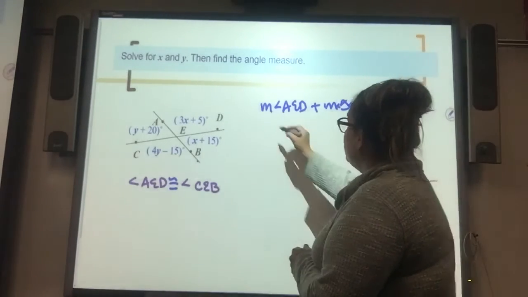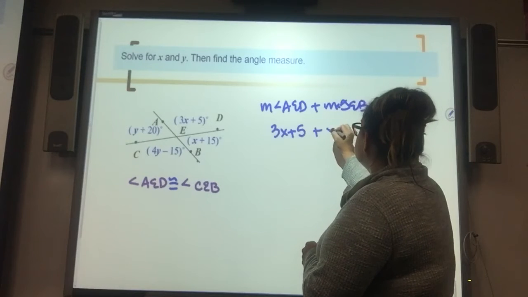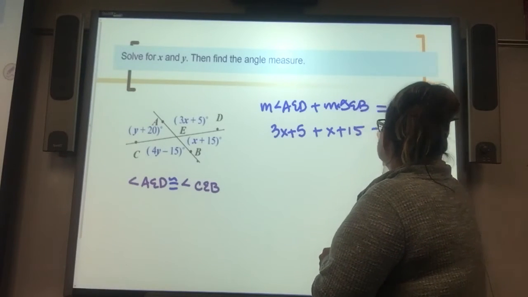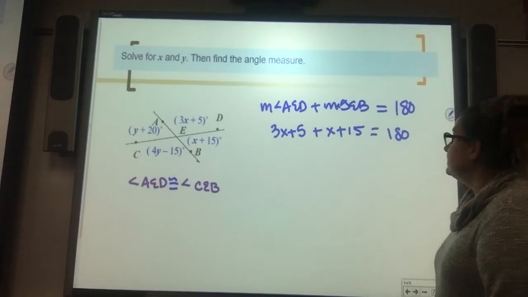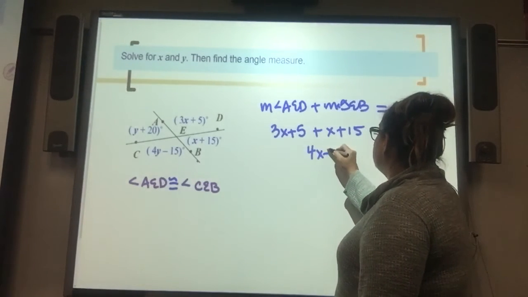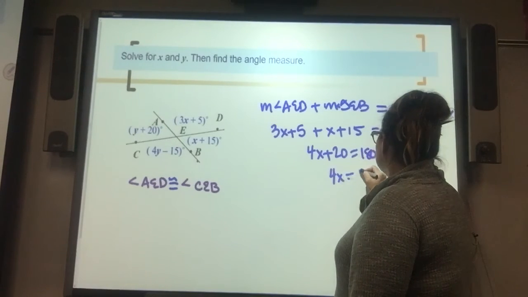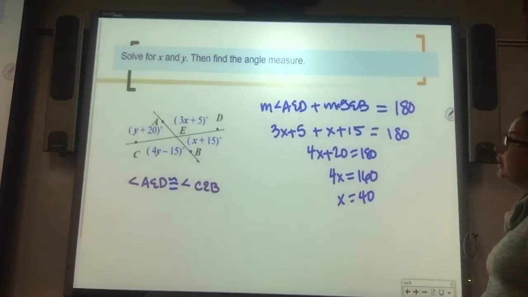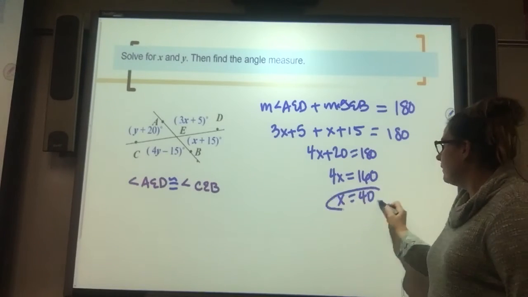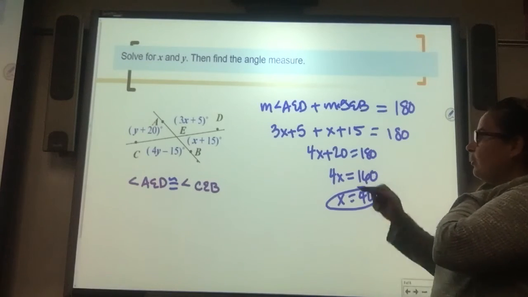So 3x plus 5 plus x plus 15 is equal to 180. And this gives me an equation to solve. 4x plus 20 is 180. 4x is 160. So x is 40. We want to find x and y. I have x. X is 40. Now I need to use that to help me solve for y.